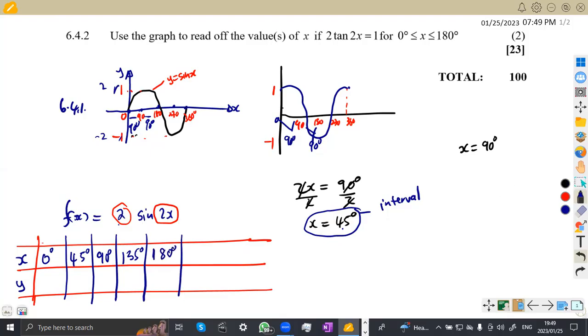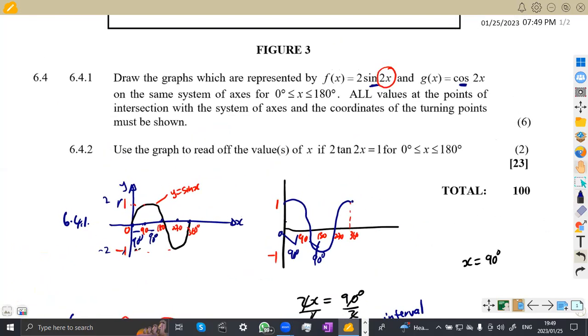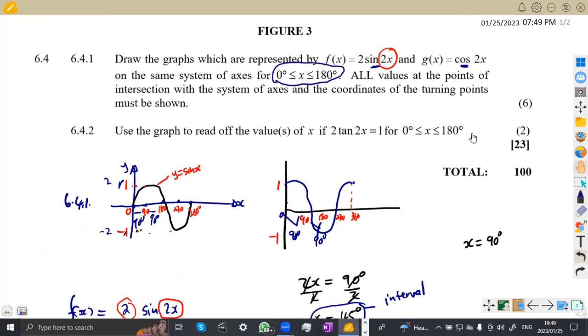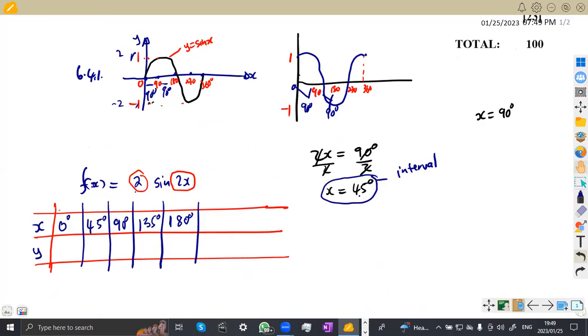Let's check. We are given to draw these graphs from 0 degrees to 180 degrees, which means we are limited from 0 to 180. So our values of x are limited to 180, and we are going to end at 180. That is what it means there. All right, so this is going to be your table of values.